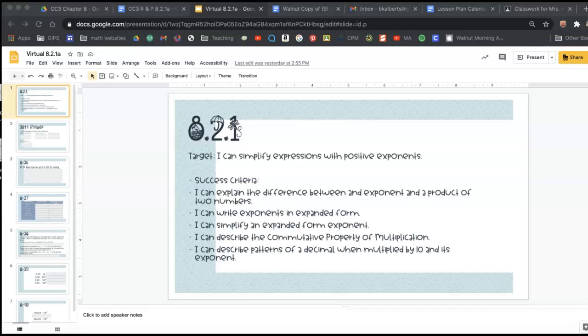I can simplify expressions with positive exponents. Success criteria: I can explain the difference between an exponent and a product of two numbers. I can write exponents in expanded form. I can simplify an expanded form exponent. I can describe the commutative property of multiplication, and I can describe patterns of a decimal when multiplied by 10 and its exponent, or powers of 10, is what we will call it probably.